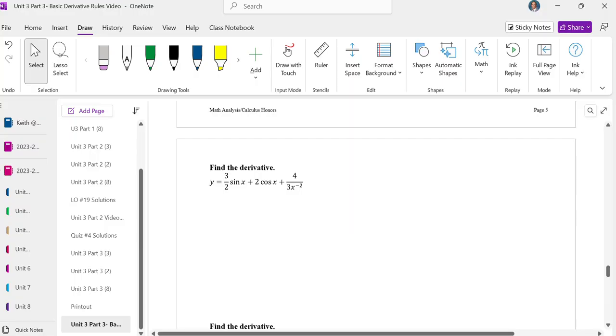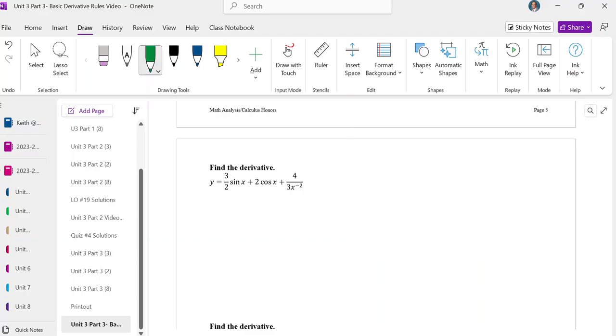So finding the derivative here, 3/2 sine x plus 2 cosine x plus 4/3 x to the negative second. Let's rewrite this so it has a positive exponent. So it's 3/2 sine x plus 2 cosine x plus 4/3 x squared. If we move this up, it becomes positive.